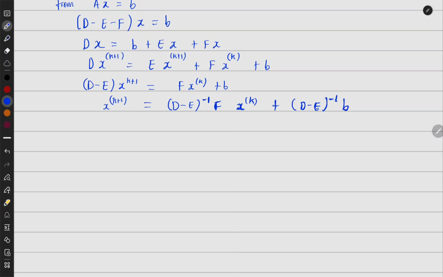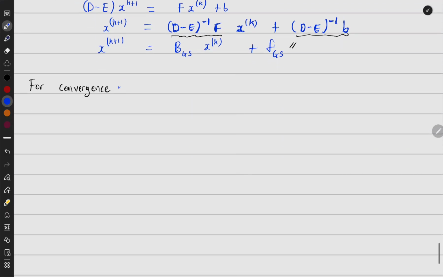So what do we do? I have my expression already in the general iterative form, x^(k+1) equals B_GS x^k plus c, where GS means Gauss Seidel, and where this part here is B_GS and this part here is c.